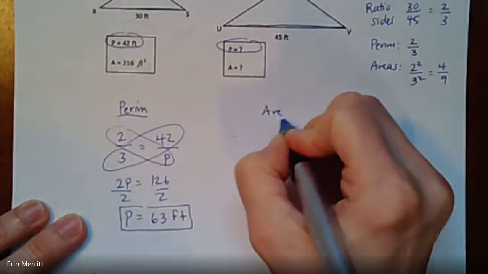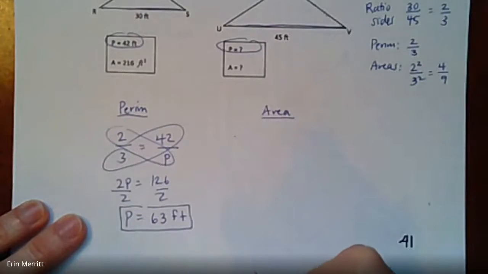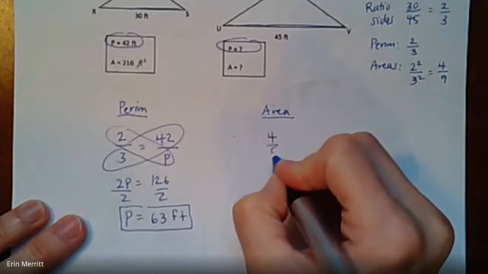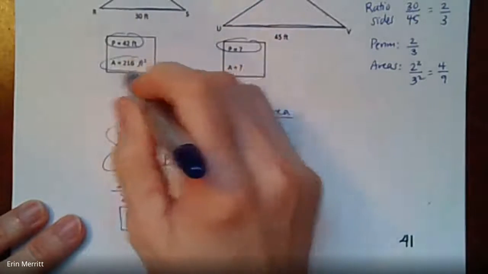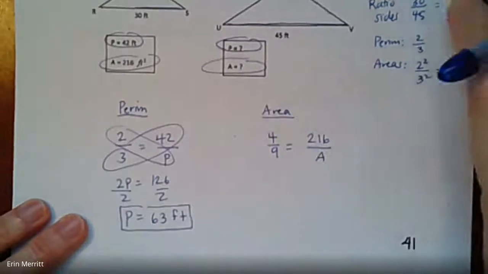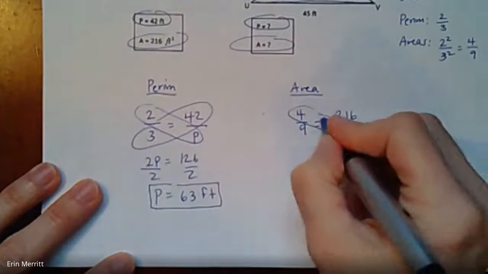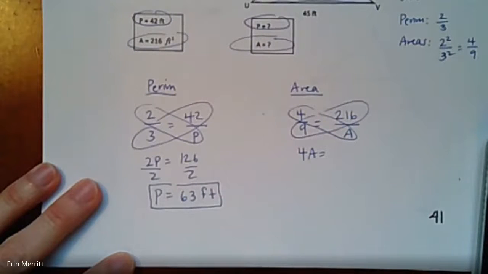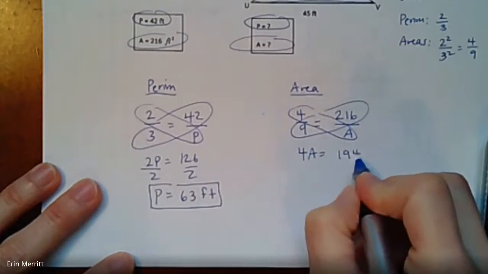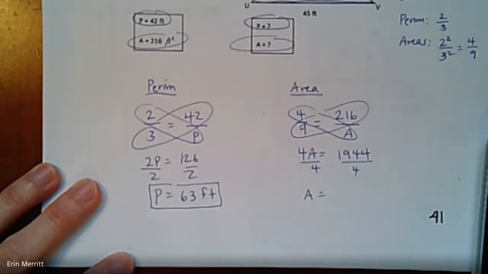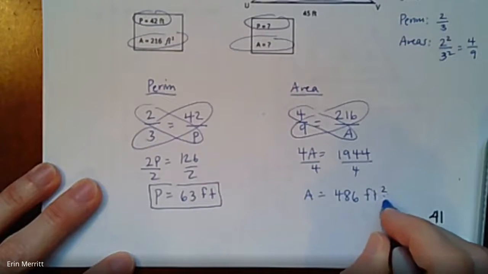All right. For the areas, same thing. Just make sure you use the appropriate ratio. So you can write it as 2 squared over 3 squared, or 4 to 9 is what that's equivalent to. And then smaller triangle to bigger triangle. So 216, and then is to the area of the larger triangle. Cross multiply, we get 4A. 9 times 216, that'll give us 1,944 divided by 4. And we come out with 486. Now it's an area, so it's feet squared.